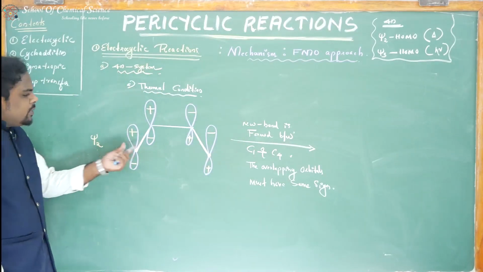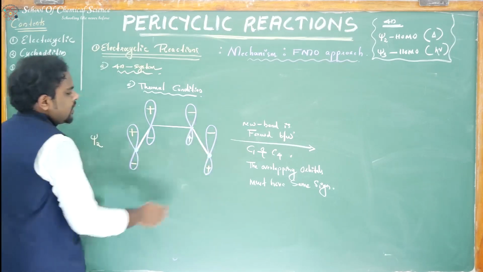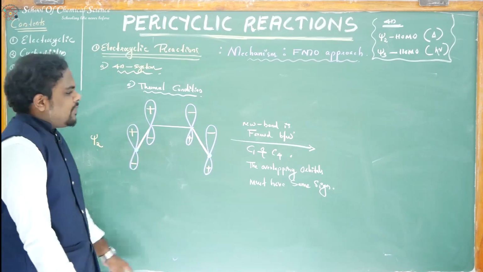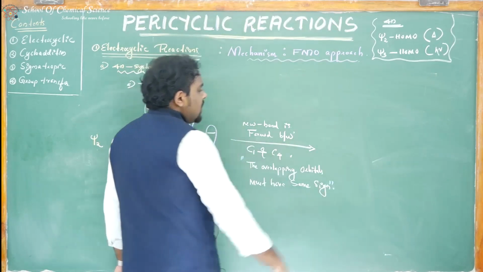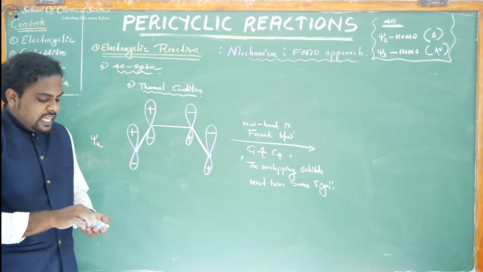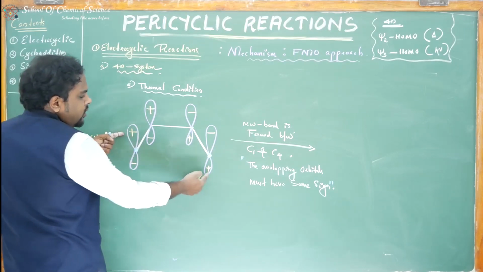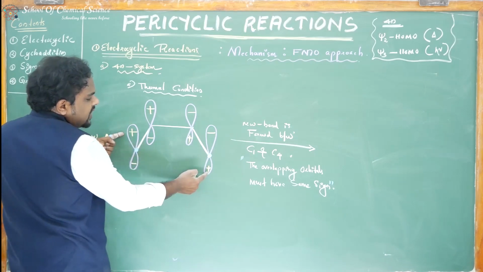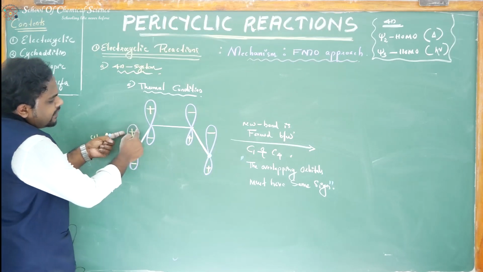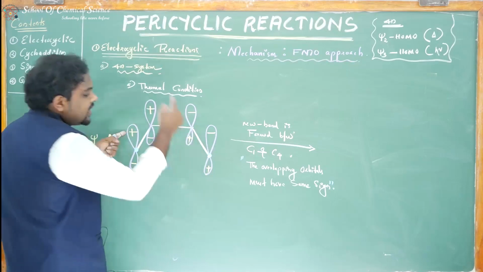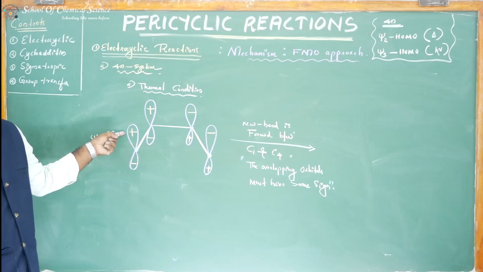So here, a new bond between carbon 1 and carbon 4. This is our first carbon and this is our fourth carbon. So carbon 1 and carbon 4 make a sigma bond. The overlapping orbitals must have the same sign. That is our condition. So here this lobe has a positive sign, so this will overlap with the positive lobe of the fourth carbon. Then only a bond is formed. A bond is formed by overlapping of same phase orbitals.